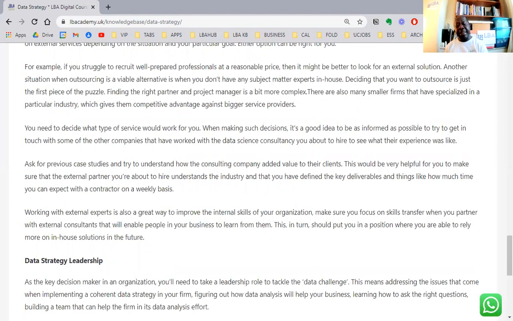Working with external experts is also a great way to improve the internal skills of your organization. Make sure you focus on skills transfer when you partner with external consultants that will enable people in your business to learn from them. This in turn should put you in a position where you're able to rely more on in-house solutions in the future.